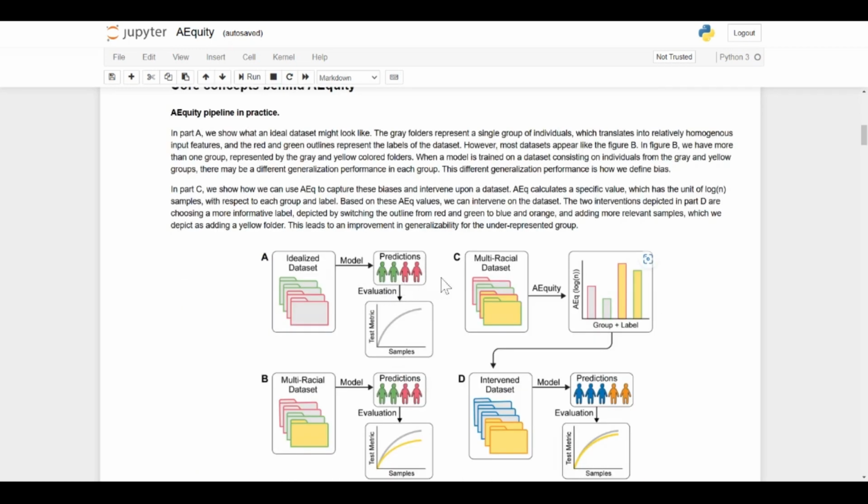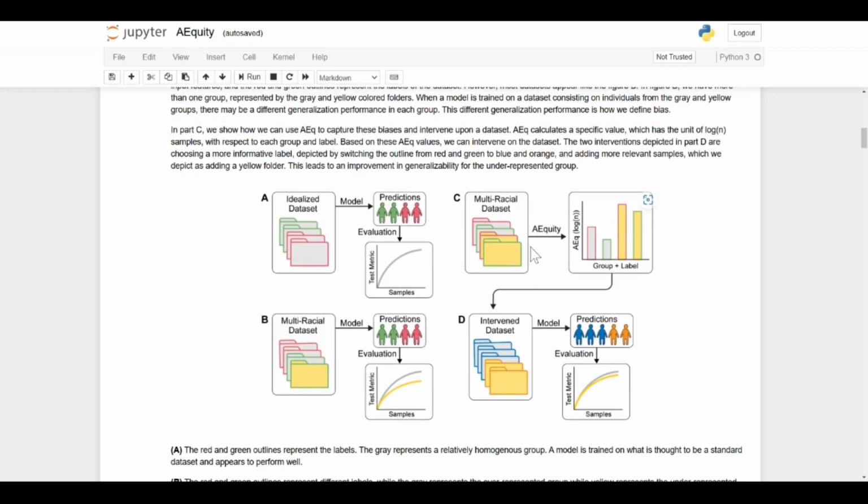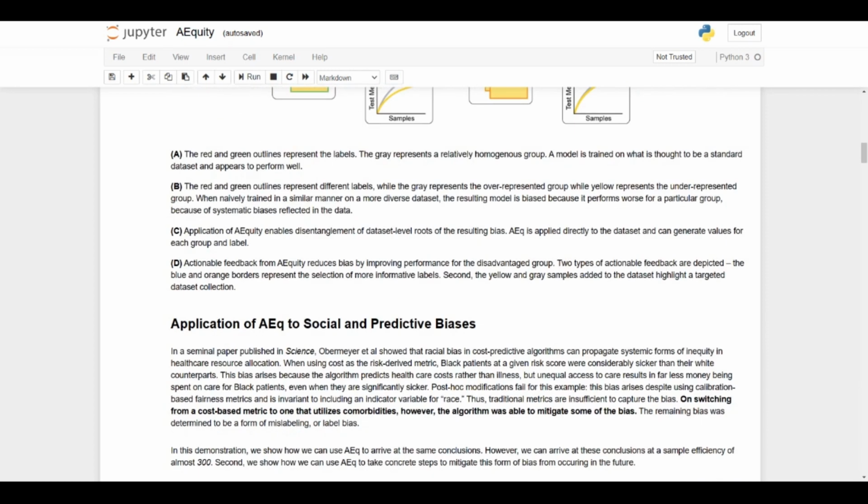occurs. So the core principle of AEQ is that you have this multiracial or multi-group dataset, and you can calculate the AEQ value at each group and each label. You can intervene on this dataset either by collecting more relevant samples or changing the outcome to become more informative, and this will ultimately lead to a decrease in the discrepancy in test metrics between groups.